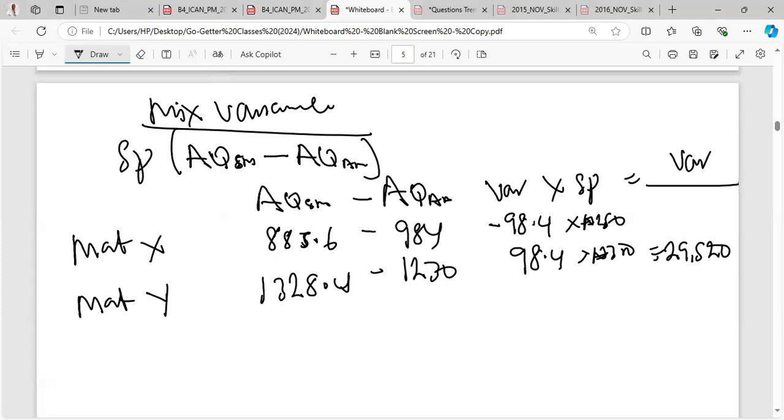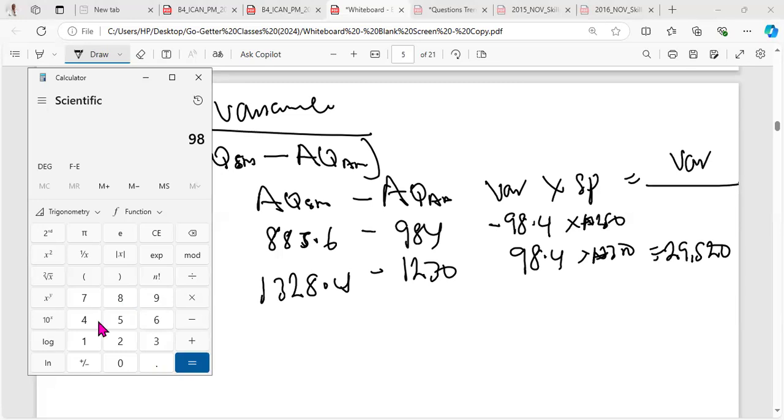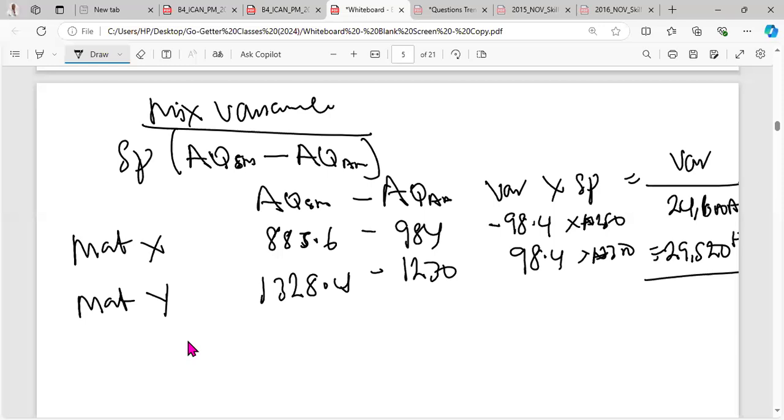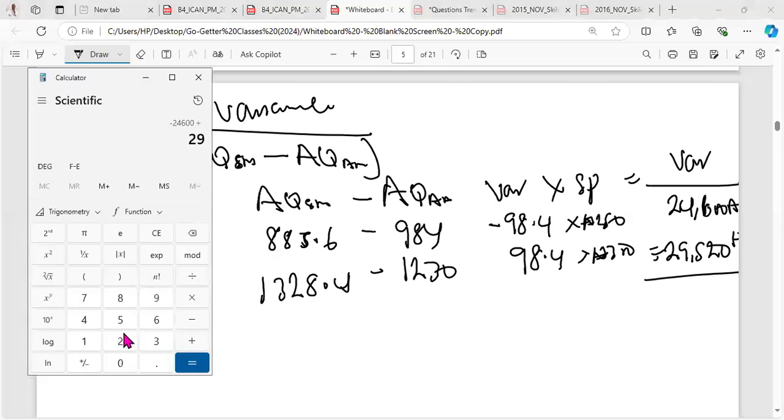So I have 98.4 multiplied by 250. I have 24,600. This is adverse, this is favorable. When you less the adverse from the favorable, 29,520 less 24,600 gives you 4,920 favorable. And that's your mix variance.